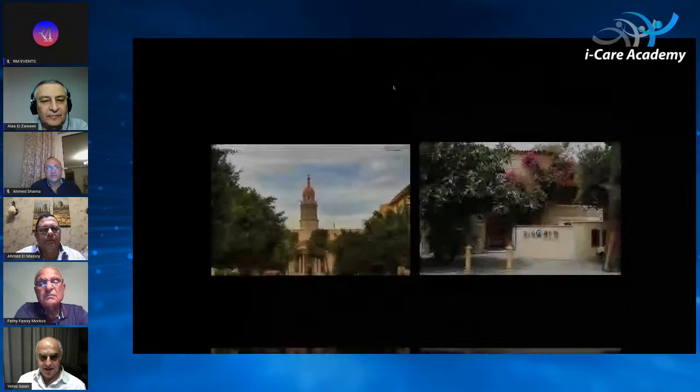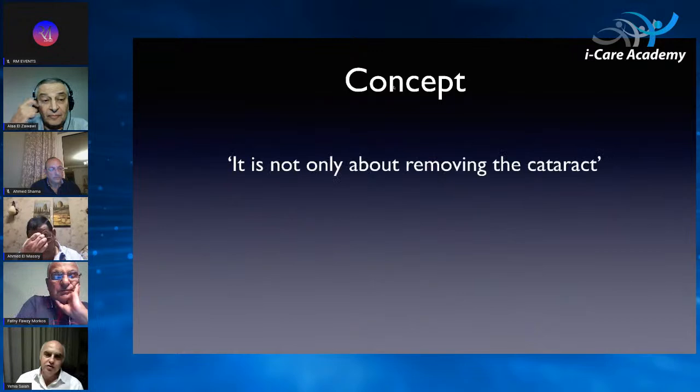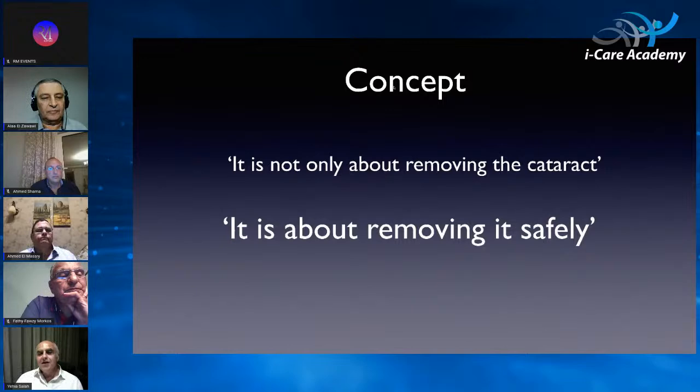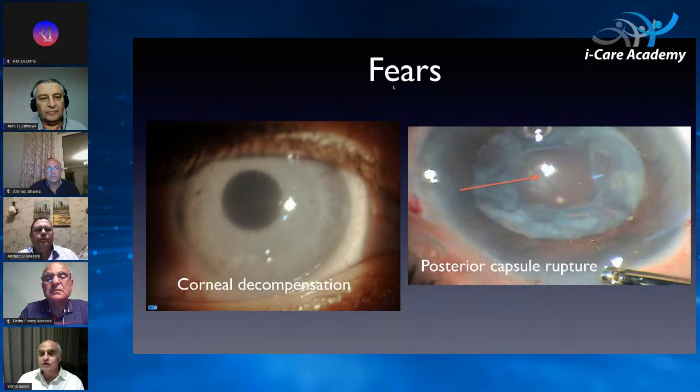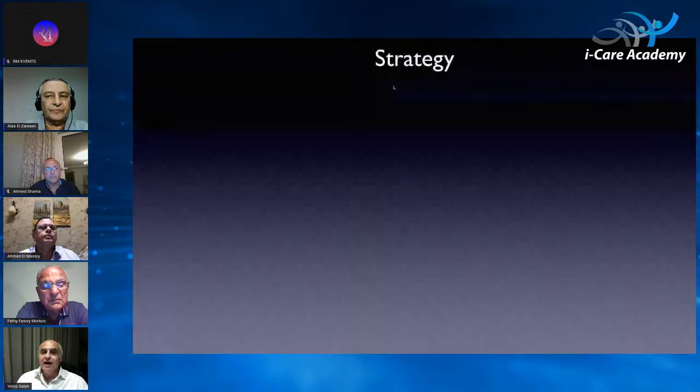My topic is a little bit different. I'm not going to talk about a complication. I'm rather going to talk about how to avoid complications. In hard cataracts, each case is a challenge. So my idea here is to have a concept that lets you reproduce your technique in the safest way. The success is not only to remove the cataract, but to remove it safely. This is extremely important because in such cases we have two main fears. One, excessive ultrasound near the corneal endothelium causing corneal decompensation, or two, the fear of posterior capsule rupture with the hard nucleus, and then things complicate more. These are the fears you have to keep in mind, and we have to have a strategy for dealing with such cases.